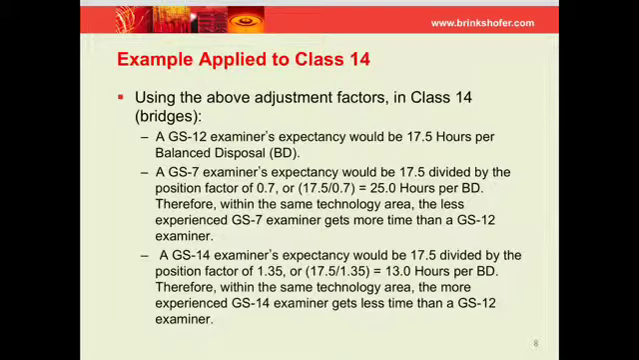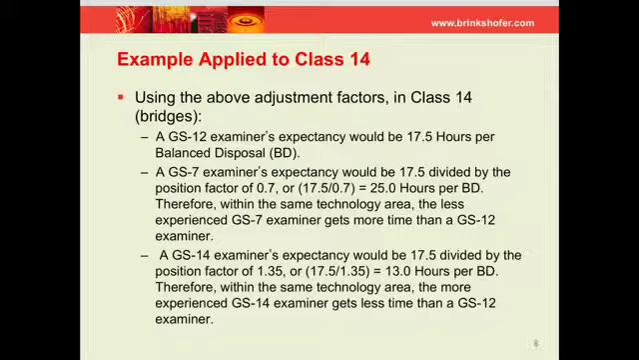We're going to now apply the adjustment factors to class 14, which is for bridges. So now a GS-12 examiner receives approximately 17.5 hours per balanced disposal. A GS-7 examiner's expectancy would be 17.5 divided by his position factor, which is 0.7. So that comes out to 25 hours per balanced disposal. So now with the same technology, in this case bridges, the less experienced GS-7 examiner receives more time than the GS-12 examiner for a balanced disposal.